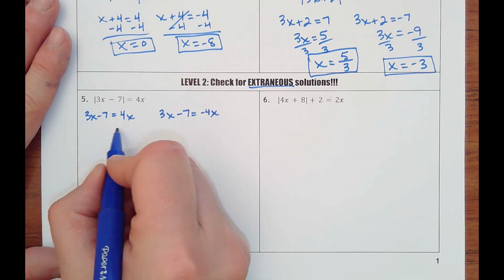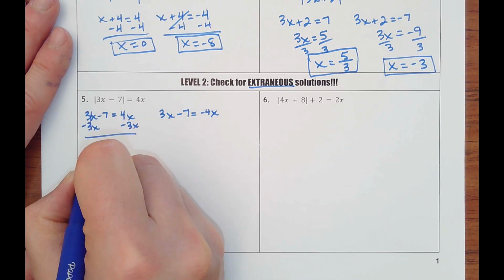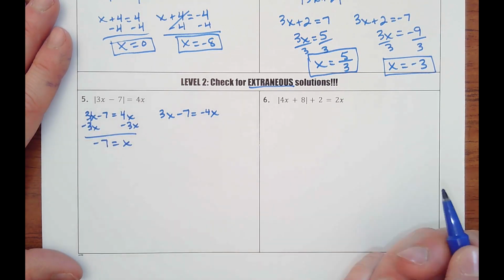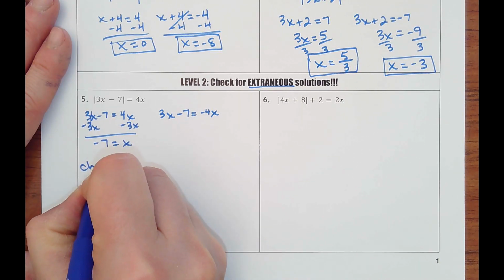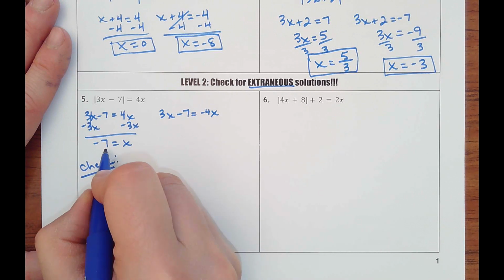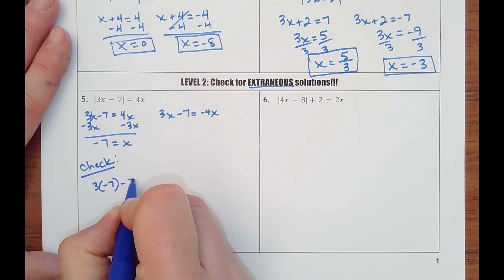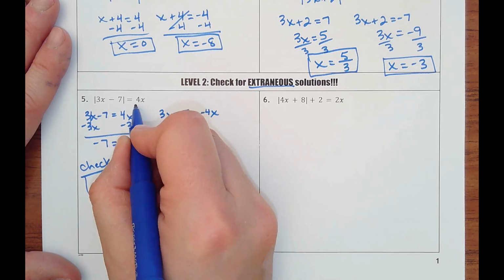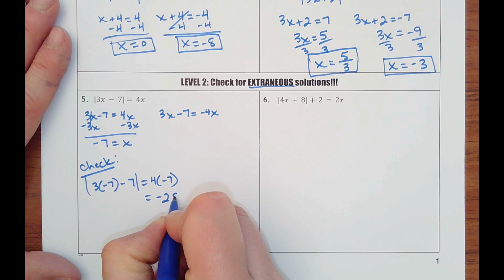Okay, so I've got an x term on both sides. I'm going to subtract 3x. So I get -7 equals x. So there's one of them. Let's check real quick. If I plug that in, that would be 3 times -7 minus 7. The absolute value of that needs to equal 4 times -7. Which I know this makes -28.